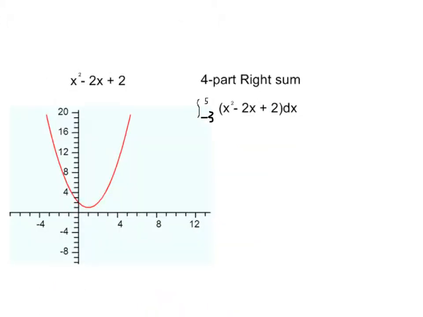Alright, I want you to practice. Let's do a 4-part right Riemann sum to estimate the area under this parabola from -3 to 5. I'll give you a couple minutes to do that. And every time you do a Riemann sum, at least in the beginning, I would highly, highly recommend that you draw in the rectangles. Alright, so draw the curve that I have here and draw in rectangles that divide -3 to 5 into 4 parts and have heights dictated by the right most x value.